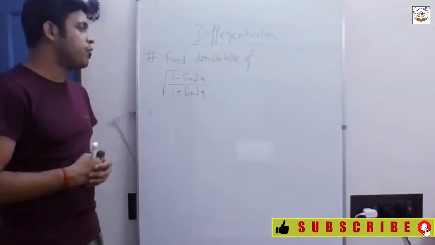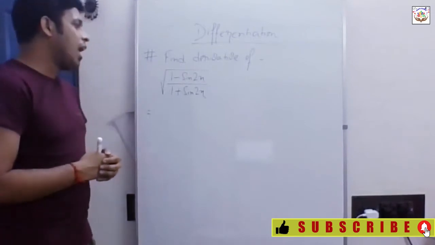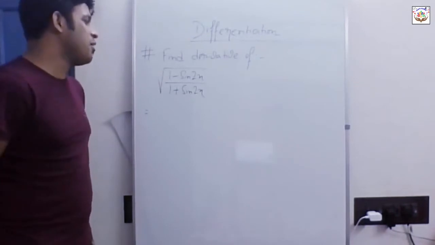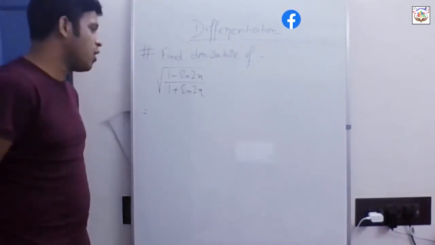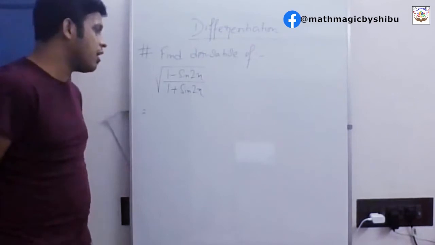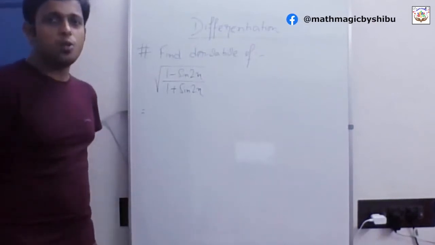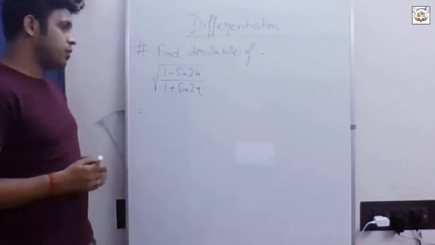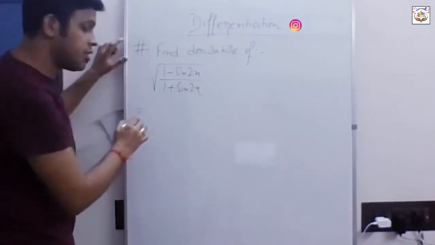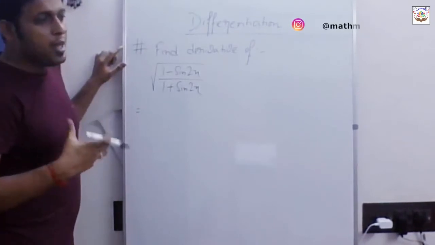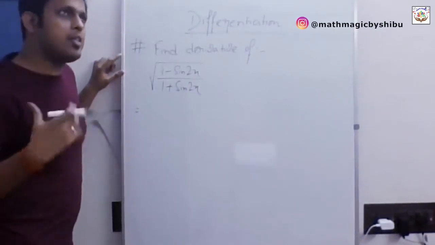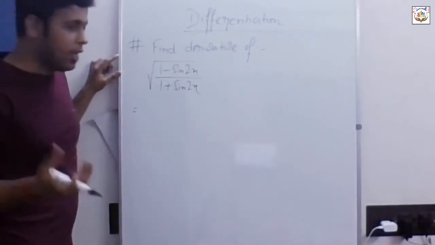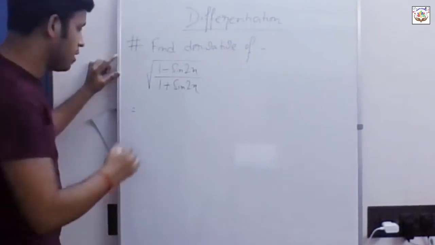Now we have this problem to find the derivative. In trigonometry we do not have any formula for 1 minus sine 2x and 1 plus sine 2x. Although we can modify this expression to make the problem simpler. So just see what I am doing. By seeing this kind of problem, you need to imagine what can be written so that we can simplify the problem.